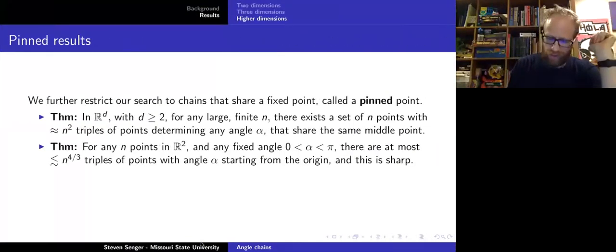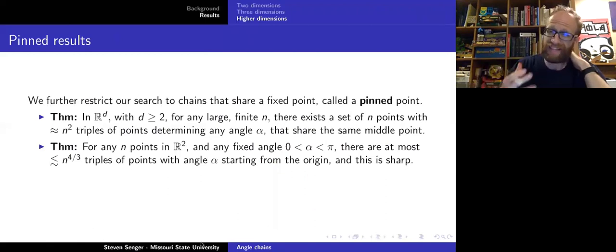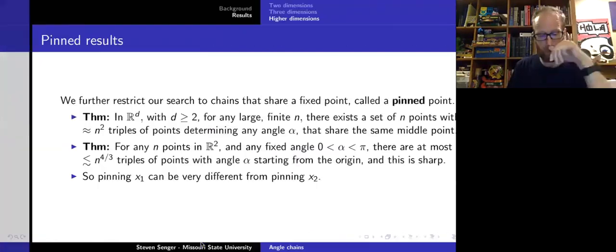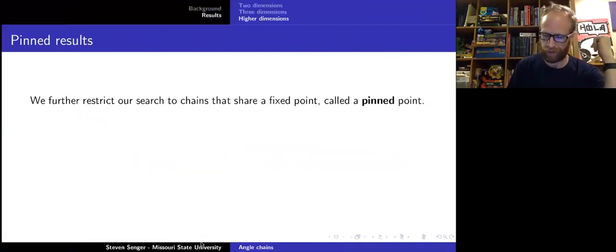So not very interesting. However, if I have endpoints in R^2 and any fixed angle, there are at most n to the 4/3 triples with an angle alpha starting from the origin. So now if I fix the first point and I'm looking at second and third points, the bound is n to the 4/3. So the takeaway here is it depends on which point you've pinned. Now, moreover, this is sharp. We can show it's sharp by modifying a Szemerédi–Trotter sharpness example. So this is, again, echoing some of the things that Misha spoke about in his dot product talk.